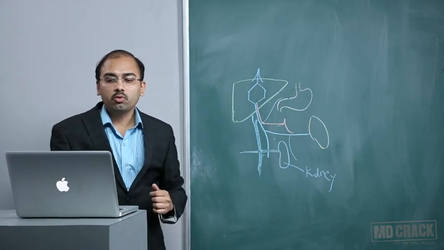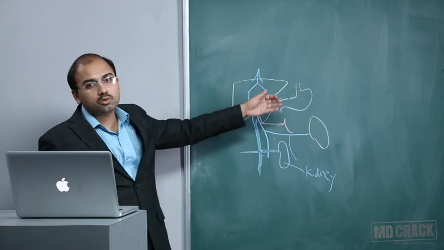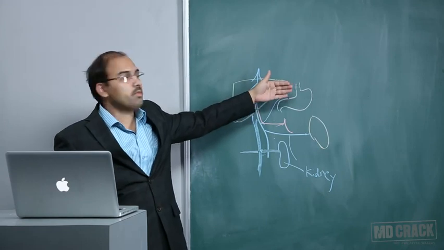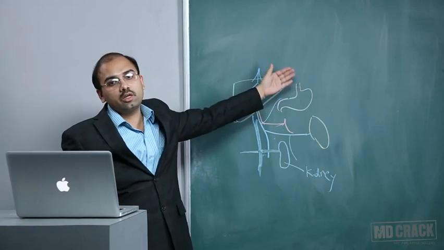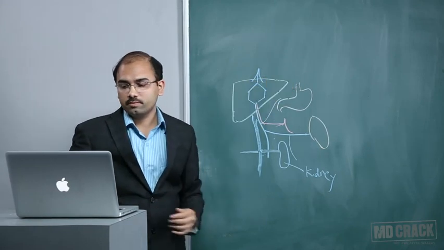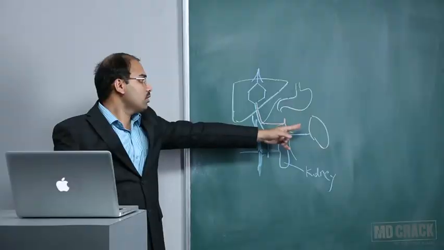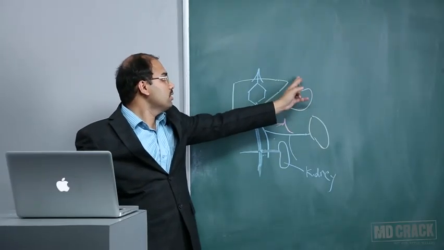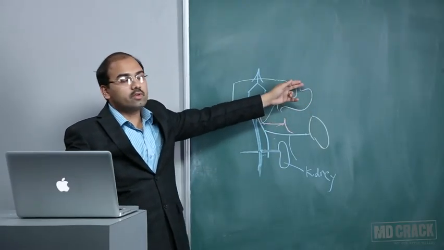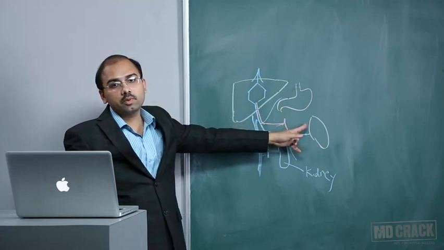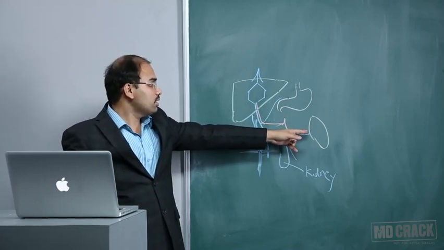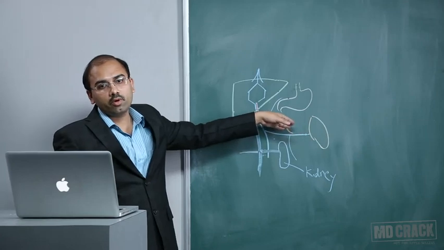Second operation is the Boerema-Crile approach. So it is through a thoracic approach. It is by transection and reanastomosis and devascularization at the lower end of the esophagus. Next we have Tanner's abdominal esophagogastric transection. Likewise, the Hassab operation deals with devascularization and splenectomy. So along with devascularization at the greater curvature and lower end of the esophagus, you also do splenectomy. This automatically decreases the blood inflow from the spleen.